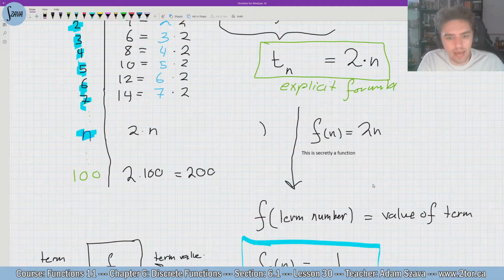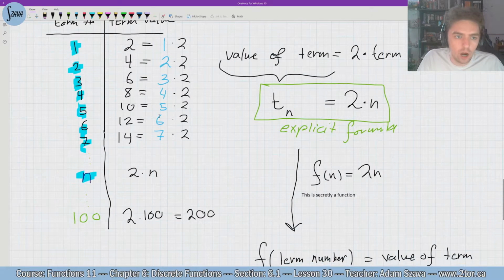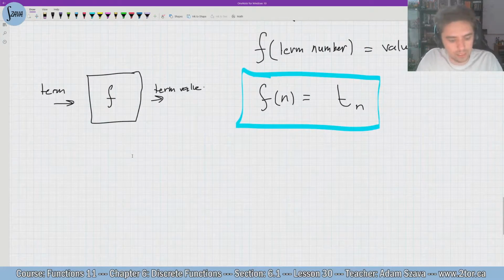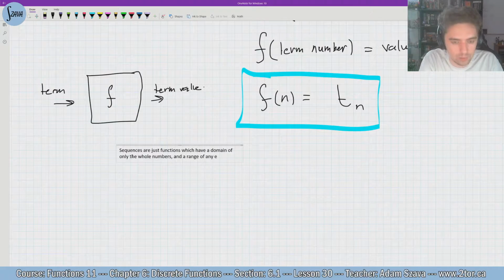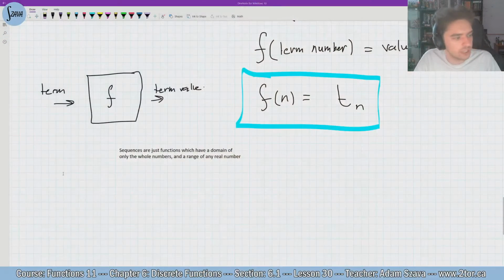And so that is the main point of this lesson, to notice that sequences are just functions, right? So sequences, write that here, are just functions which have a domain of only the whole numbers and a range of any real number. Now, I didn't do all the examples, so let me just show you. The output of a function can be a real number.